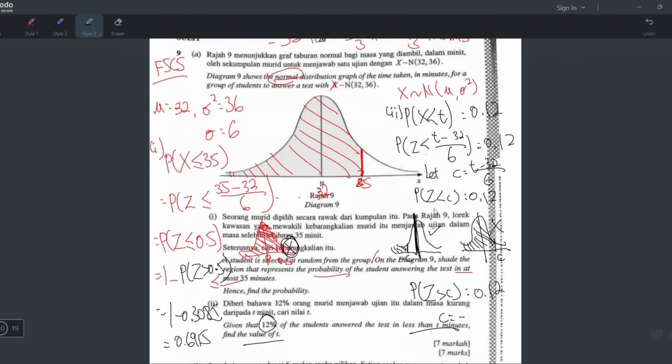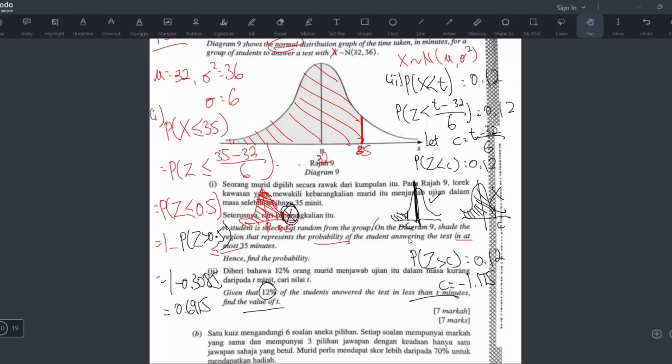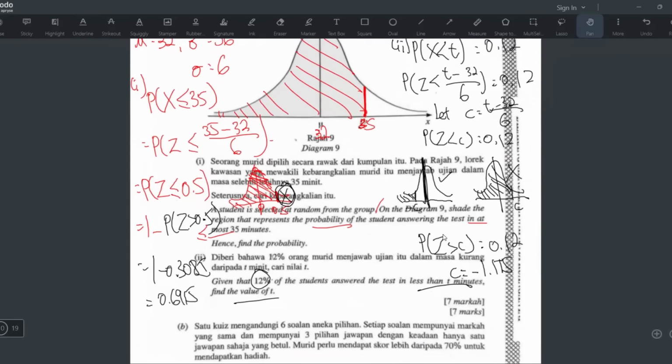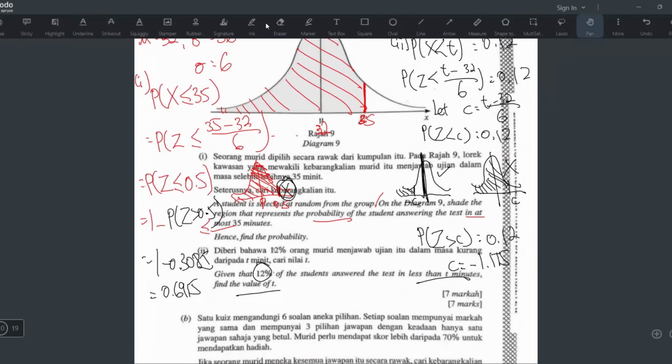Yeah, negative 1.175. Okay. Usually students forget the negative one. So that's why whenever you sudah tahu C dia negative, it's better you tulis siap-siap. Because if you forget, then you will lose marks. Alright, after you know your C, now you can find your T. Don't forget, C is T minus 32/6. So T minus 32/6 equals to negative 1.175.